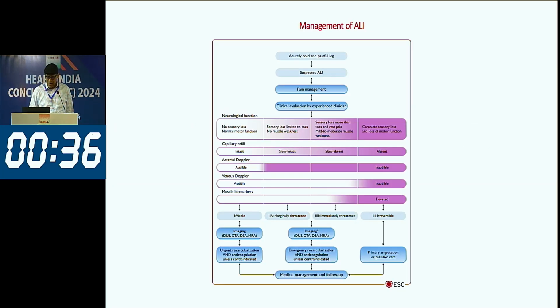irreversible. And the management that they recommend is, for patients who are grade 1, that is viable, urgent revascularization and anticoagulation is recommended. For 2A and 2B, emergency revascularization and anticoagulation, and for grade 3, irreversible, only palliative care and primary amputation can be done in these patients.